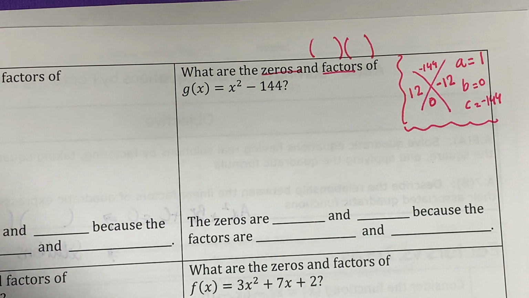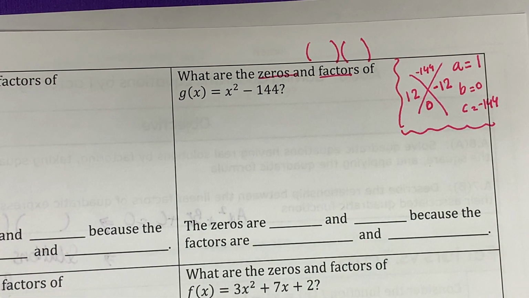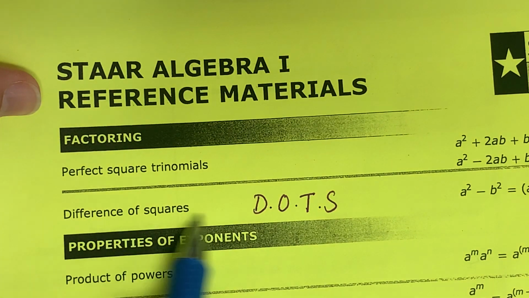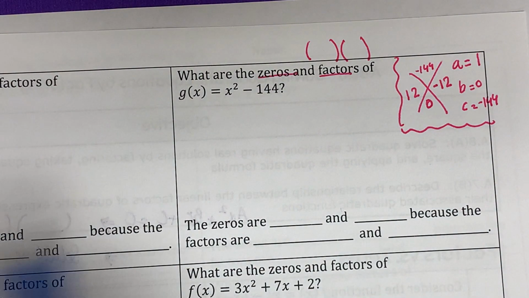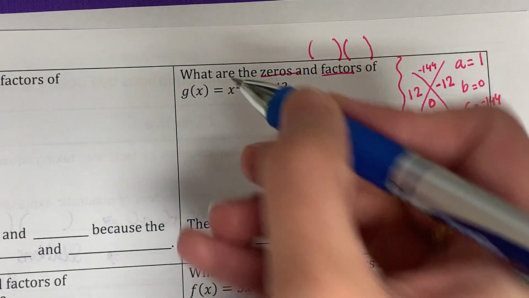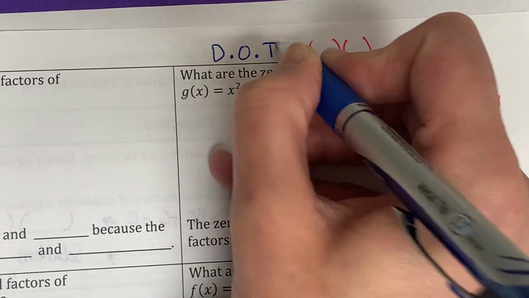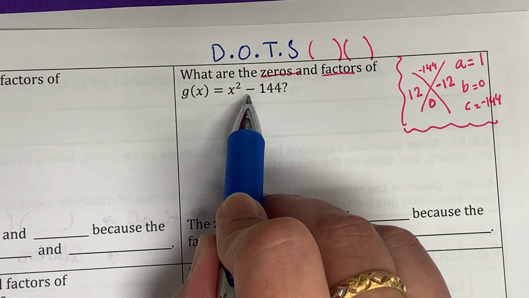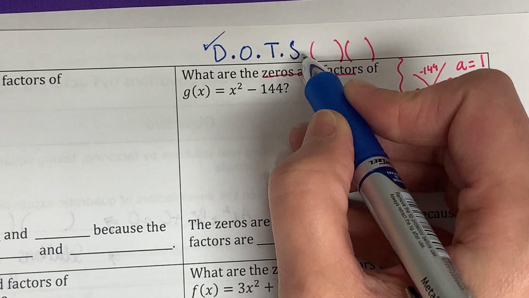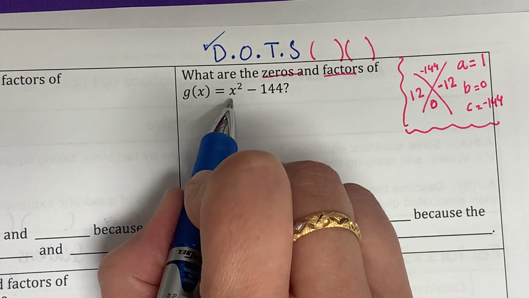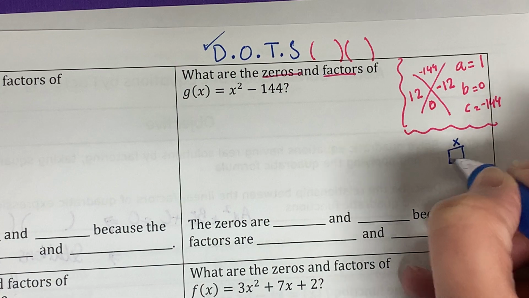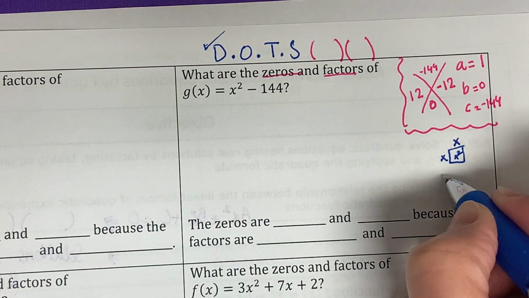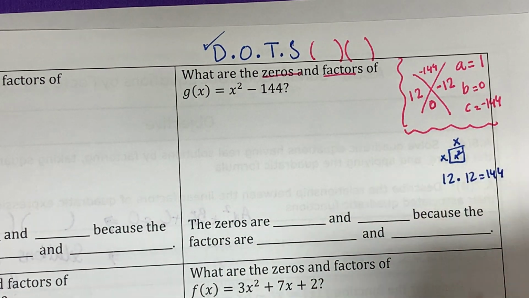But if you remember one more thing, we actually had another method on the reference chart which was called DOTS, difference of two squares. Difference of two squares: I have two terms and I have to check some things. They need to be a difference, a minus, yes. They need to be two perfect squares. Let's check. Is x squared a perfect square? Yes, because x times x is x squared. 144, is it a perfect square? Yes, because 12 times 12 is 144.